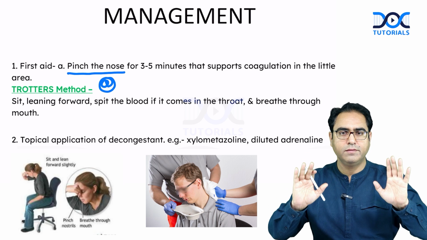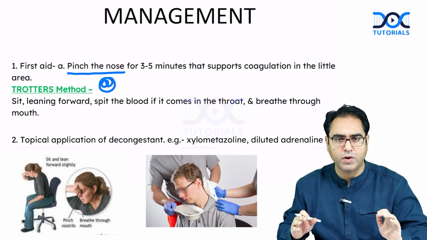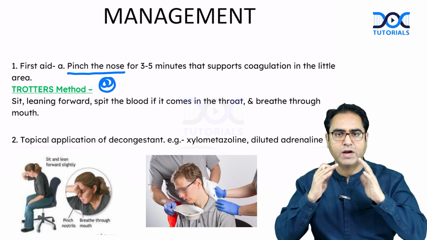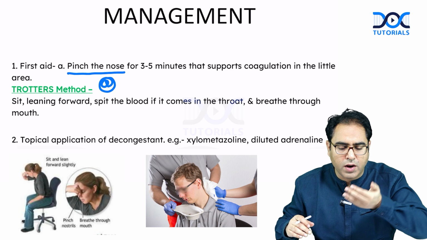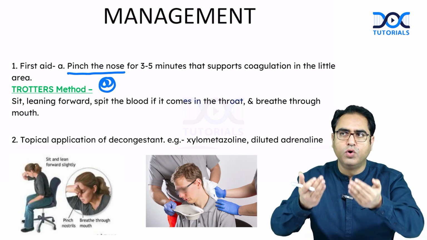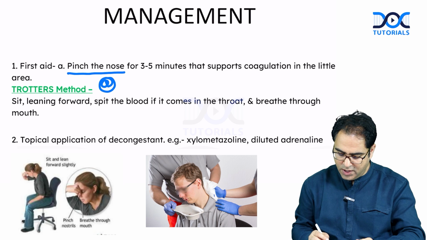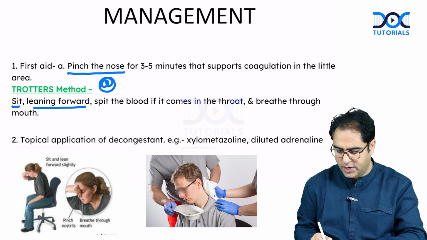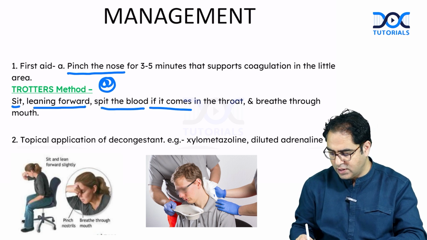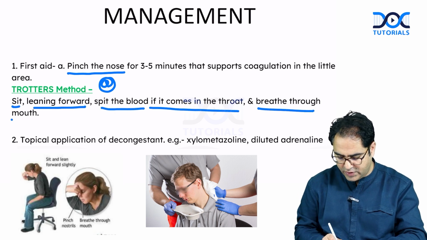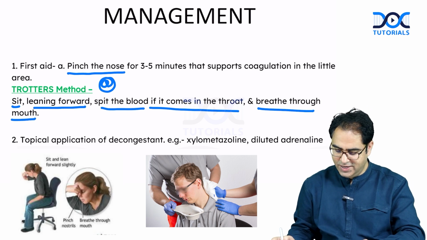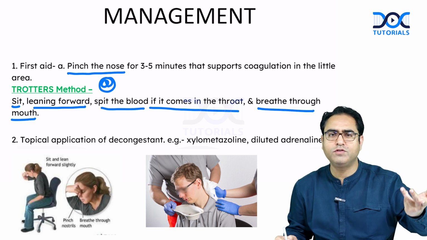Sit comfortably and lean forward. Breathe through the mouth comfortably and let the blood fall in a kidney tray. And if the blood goes to your throat, don't swallow it. Just spit it out in the kidney tray. Okay, so sit leaning forward, spit the blood if it comes in the throat and breathe through the mouth comfortably. Okay, now this is mostly first aid.